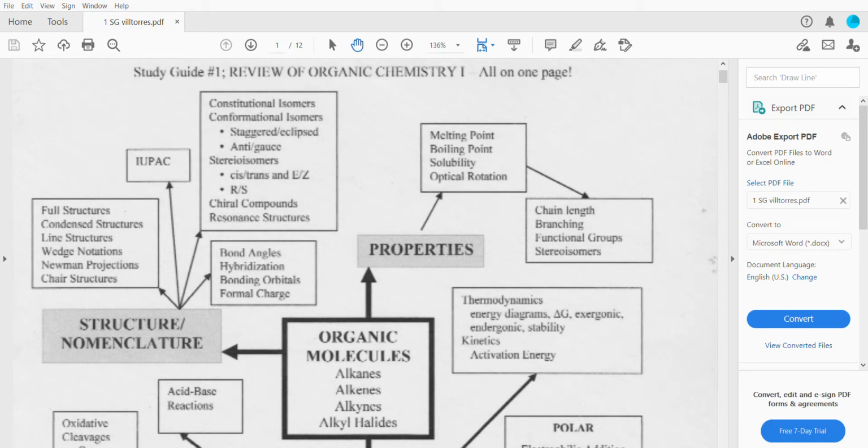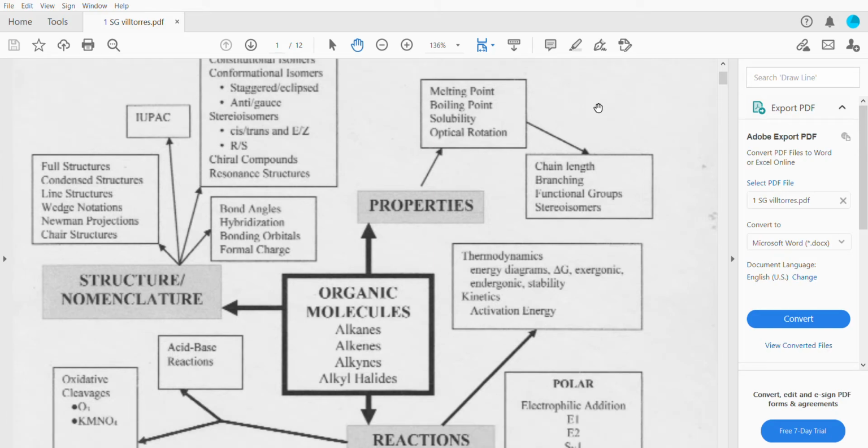All right, so we are going to go over Study Guide 1, review of Organic Chemistry 1. You all have successfully passed Organic Chemistry 1, so I'm going to go over Study Guide 1 quickly.